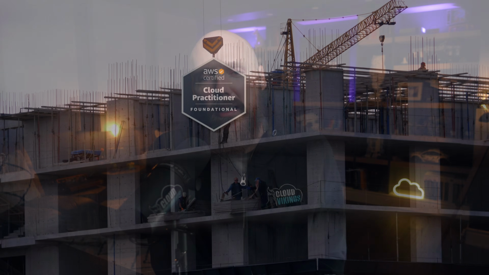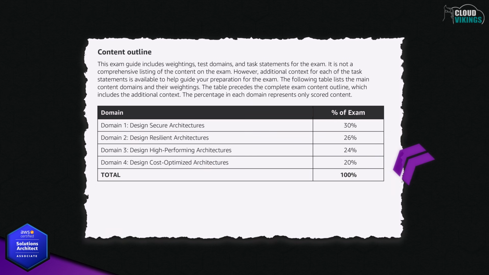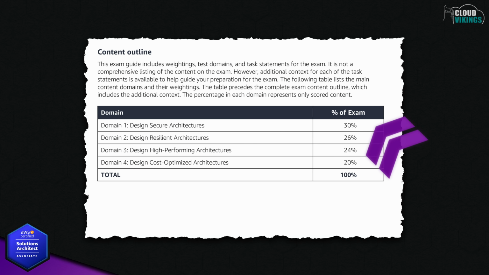All right, so let's finally get into the exam content outline here. So the Solutions Architect Associate exam is broken up into 4 domains: design secure architectures, design resilient architectures, design high-performing architectures, and design cost-optimized architectures. Each one of the domains has a different weighting. So while they're all important areas of focus, we can see security aspects being tested on here have a higher weighting than others, representing 30% of the exam.